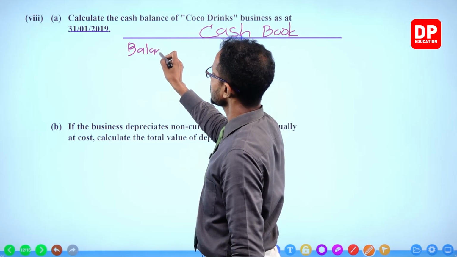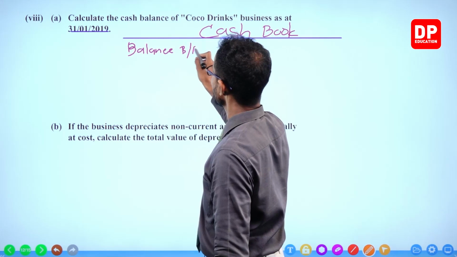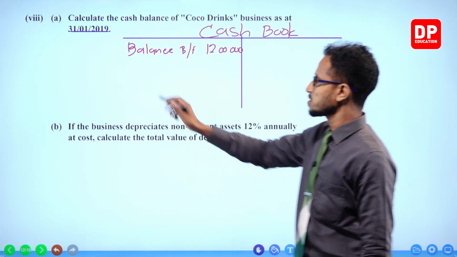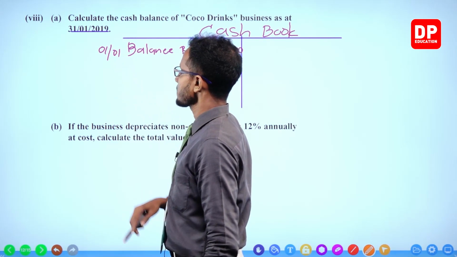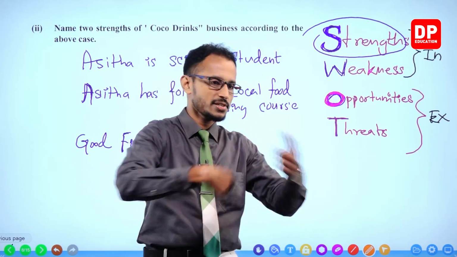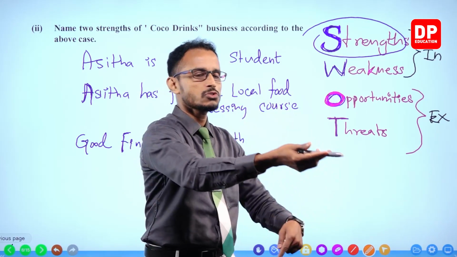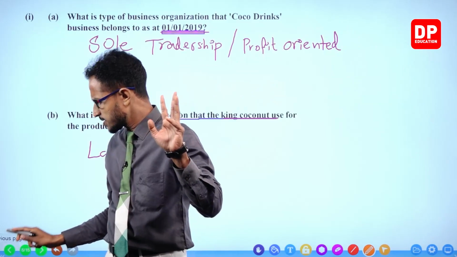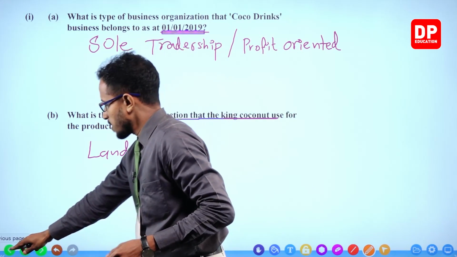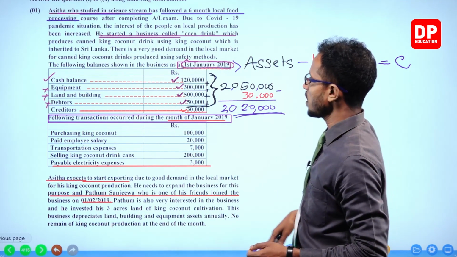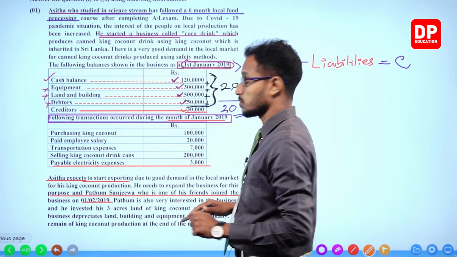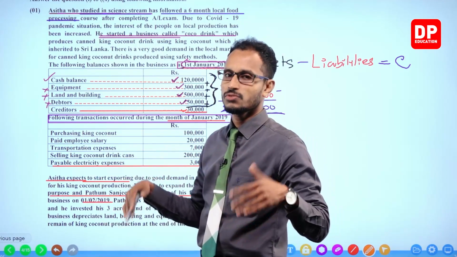Balance brought forward 12 lakhs. That is on 1st January. Then check the cash incomings and cash outgoings, cash inflows and cash outflows. Just the cash inflows and outflows. Not a big deal. The other assets under assets are not needed for the cash book. We need them for other things.